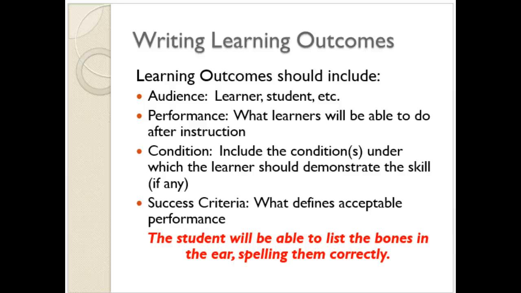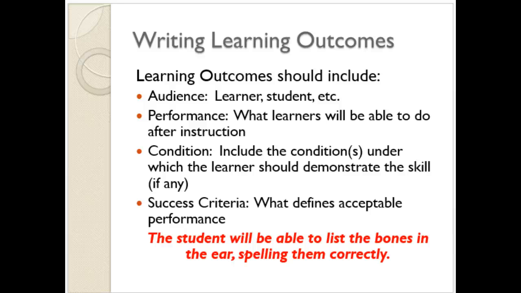First thing you need to specify when you're developing a learning outcome is who's the audience. Is it the learner, the student? That's typically who the audience is. And the performance piece is the key piece here, what learners will be able to do after instruction. It's really the meat of the instructional outcome.